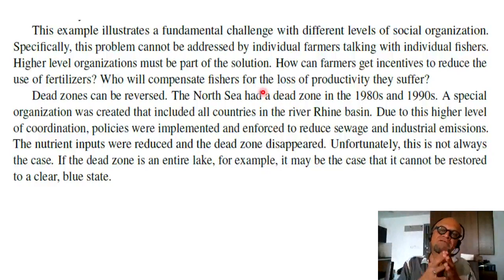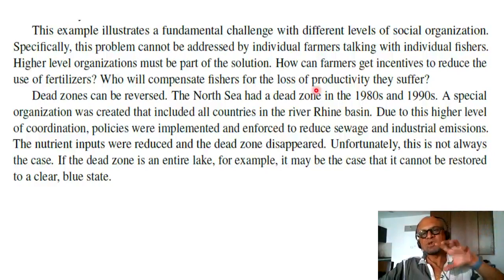So you have a negative externality, in the sense that you are fully benefiting from the water availability, agriculture, increasing the yields with excess fertilizer and so on. Higher level organizations must be part of the solution. How can farmers get incentives to reduce the use of fertilizers? Who will compensate fishers for the loss of productivity they suffer? If states are in charge, then why will Minnesota pay somebody like Louisiana or Alabama for fisheries problems, right? Or Texas, whoever.